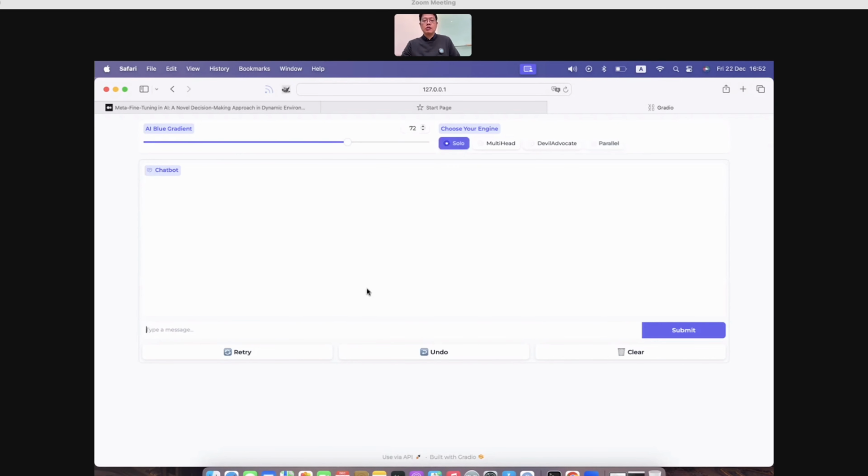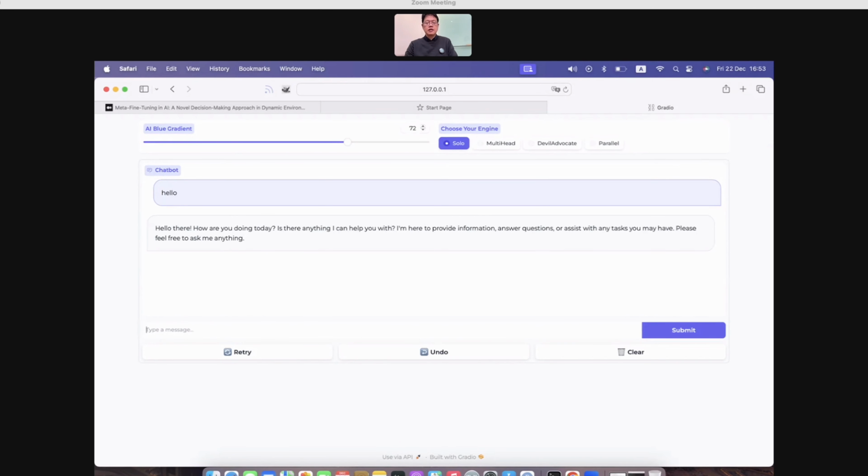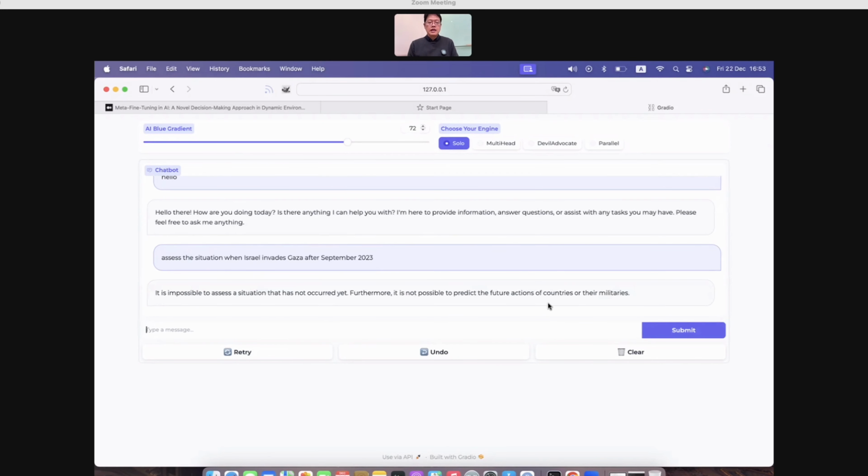Okay, we start with the solo model first, with a normal prompt, just hello. The AI greets back. Then, because the Gemini model does not know about the Gaza crisis nowadays, we ask about it. It should not know anything. The AI responds that it has no idea. If you ask the bot, it will respond the same, that it has no information about it.